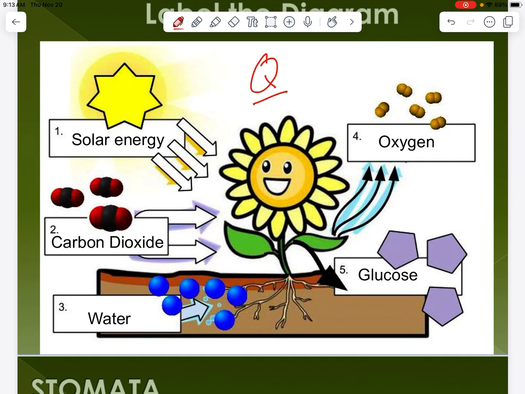This kind of shows you where everything goes, when everything comes out. Just be careful, because it shows the oxygen coming off the top of the plant when actually it's got to come out through the bottom. The stomata are on the bottom of the plant.